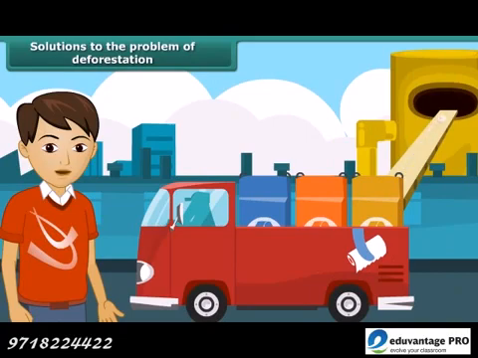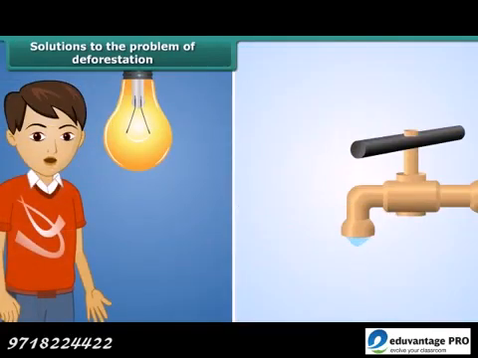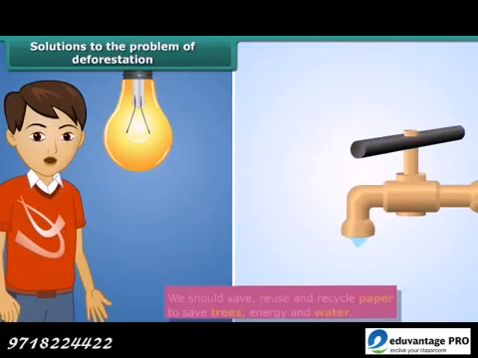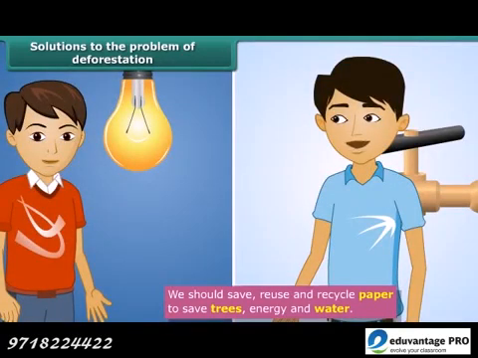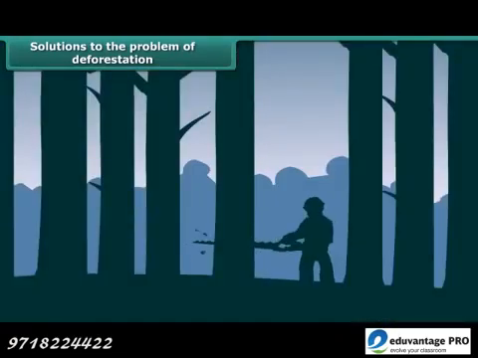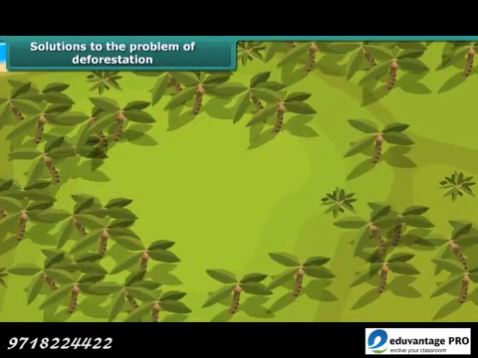Paper can be recycled 5 to 7 times for use. By recycling the paper, not only the trees, but also energy and water could be saved. Thus, we should save, reuse, and recycle paper. Well said, Adam. But recycling the paper is a measure just for controlling the deforestation temporarily. Can you suggest any permanent solution to the problem of deforestation?